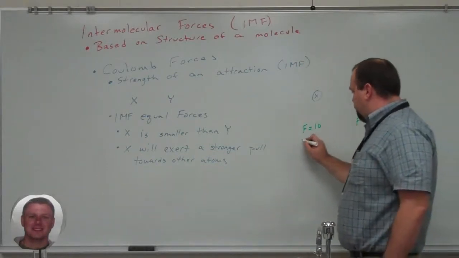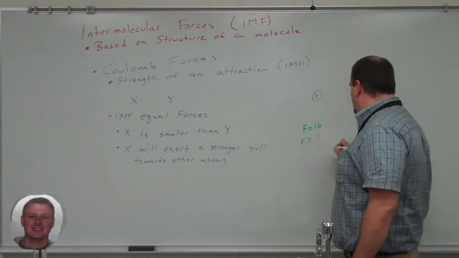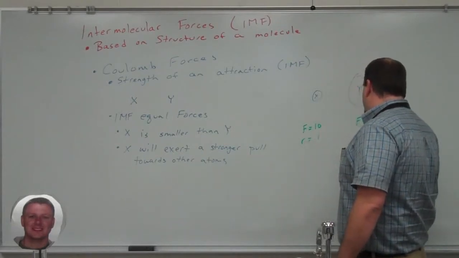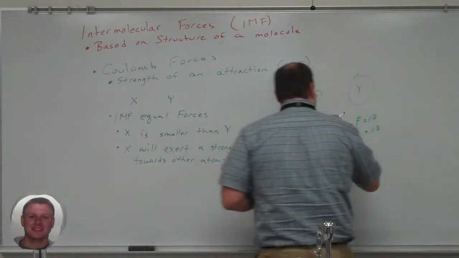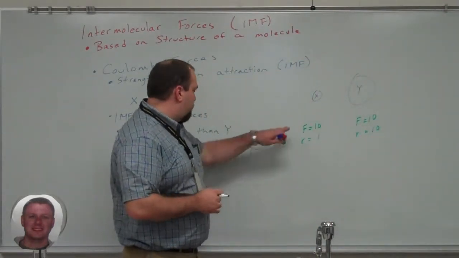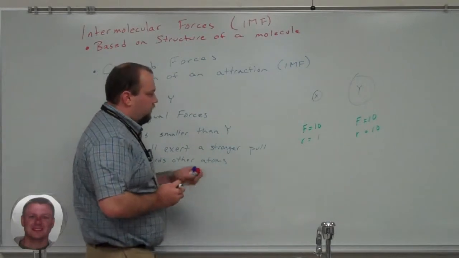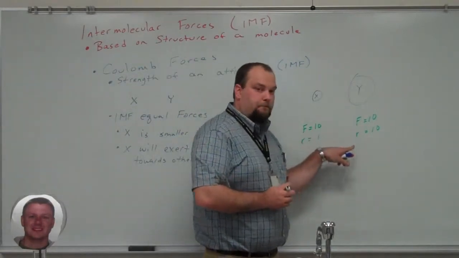Let's say the radius of X is 1, and let's say the radius of Y is 10. So they both exert the same force, which is 10. They both have the same force. But X is smaller than Y.